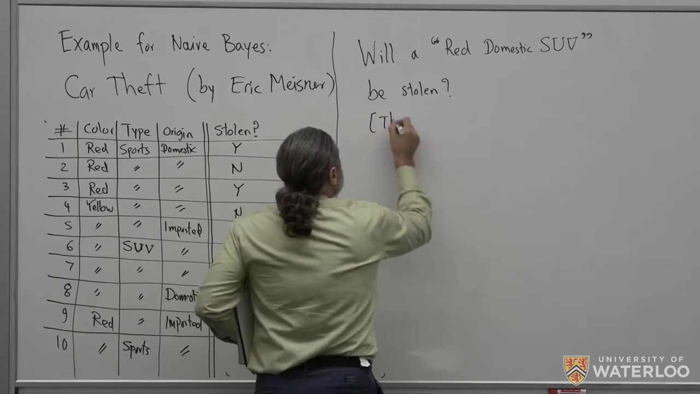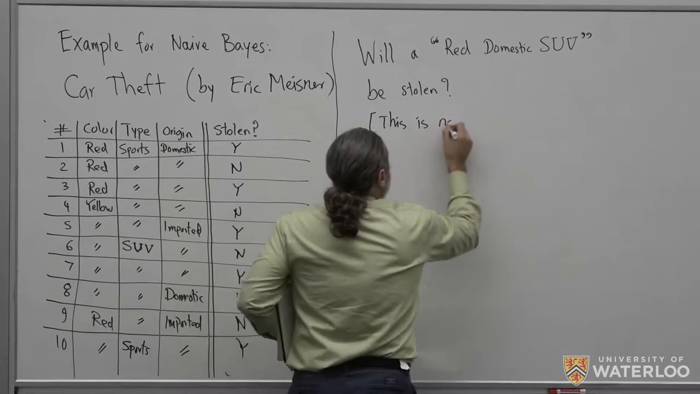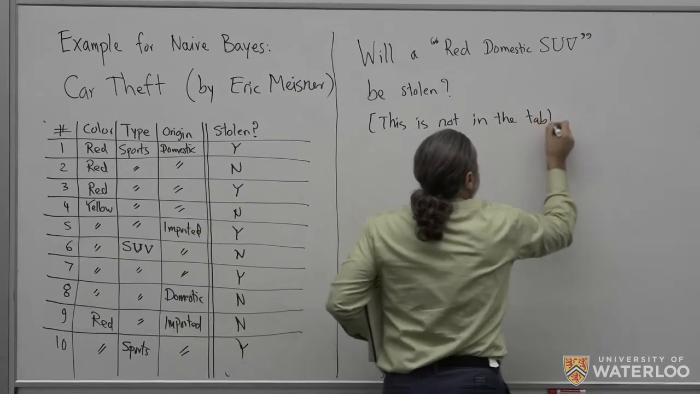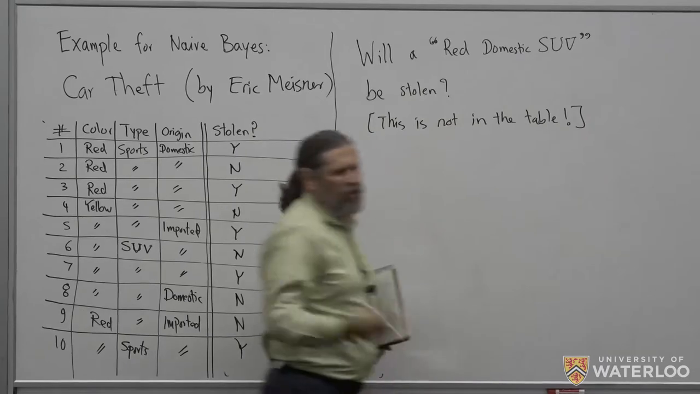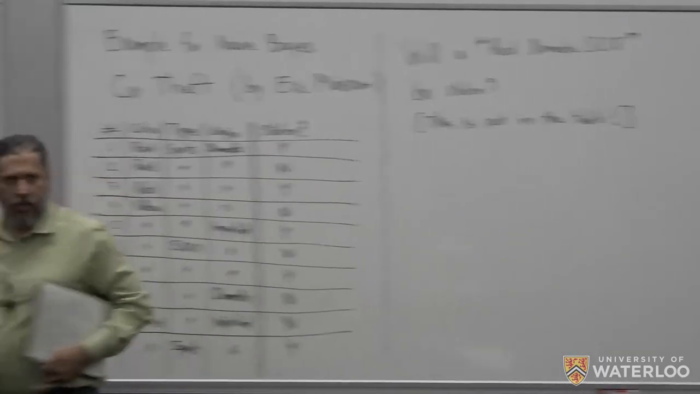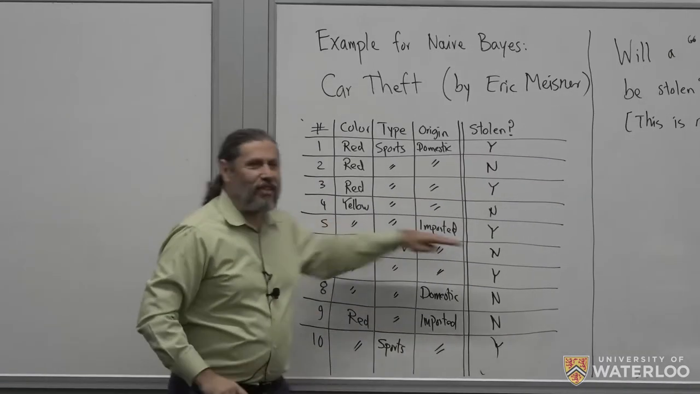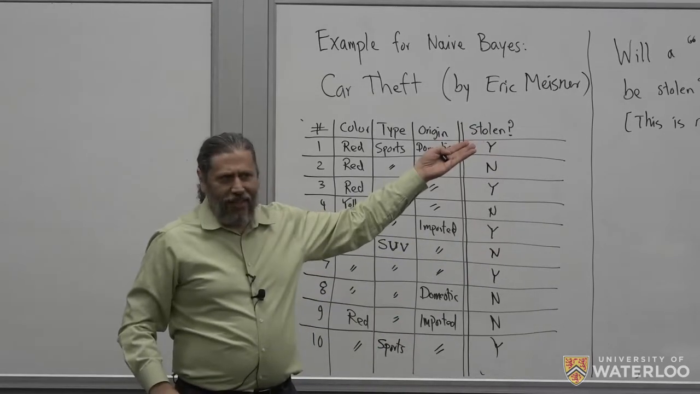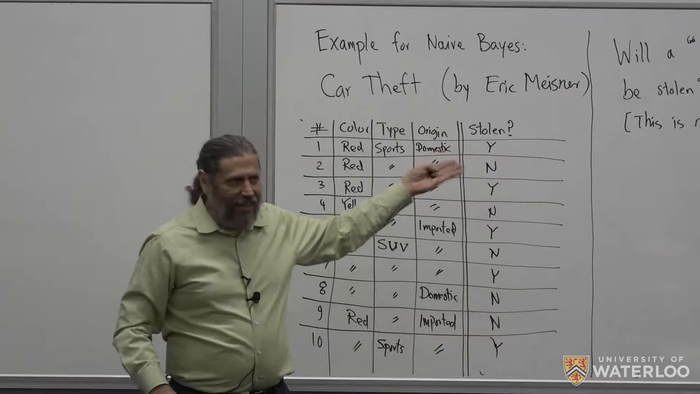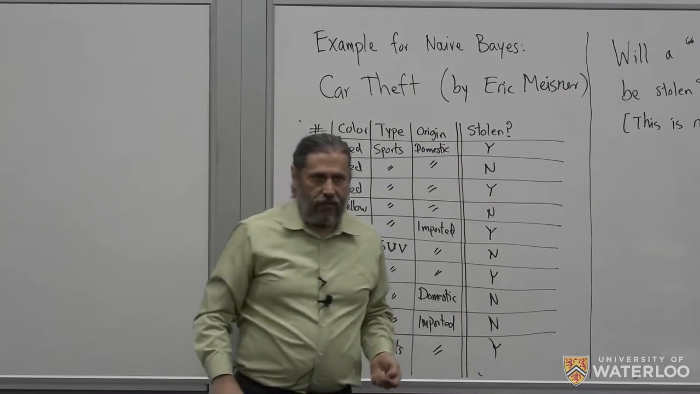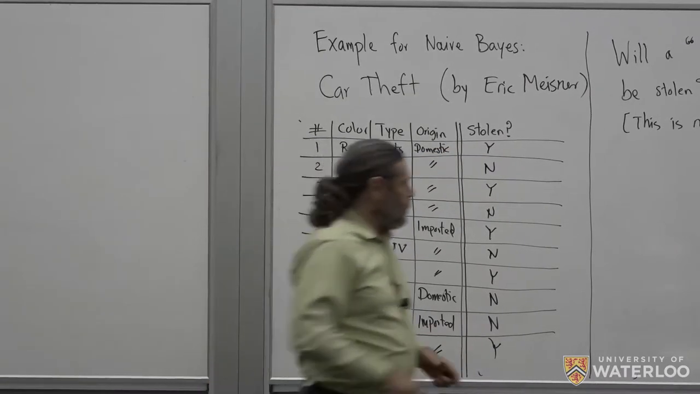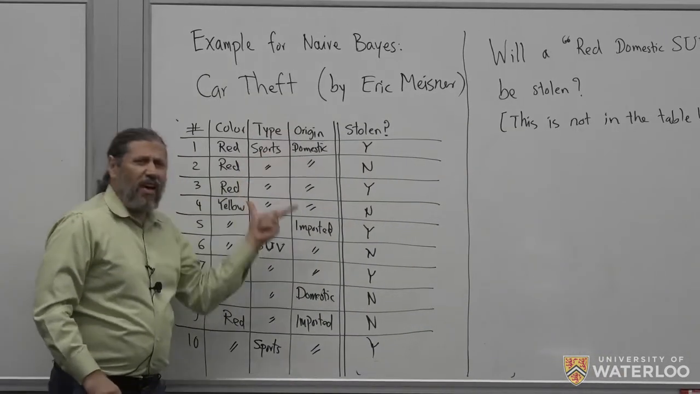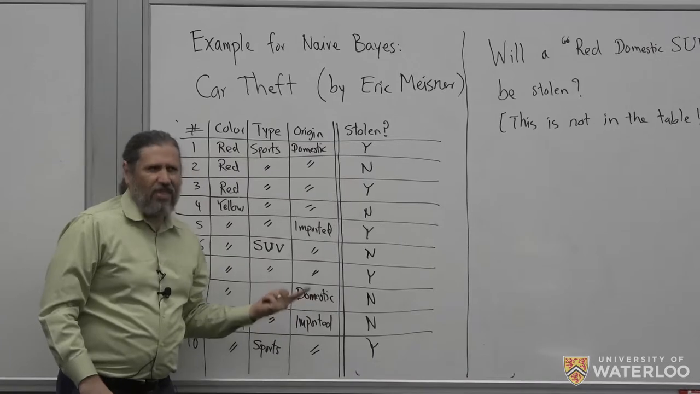Okay, so red domestic SUV. Of course, this is not in the table. It doesn't exist. If it did, it would be a ridiculous exercise. Or at least you have to exclude it from the table to train something. Because if I train my technique, whatever technique that is, with that instance, big deal. You have seen a case like this. At least for situations when I have three features, that would be too easy.